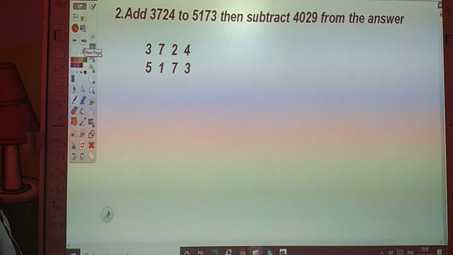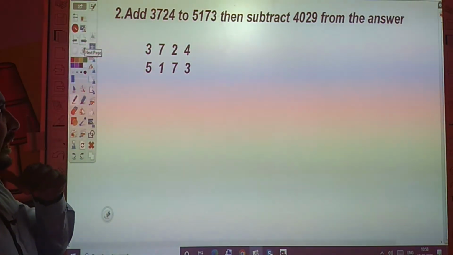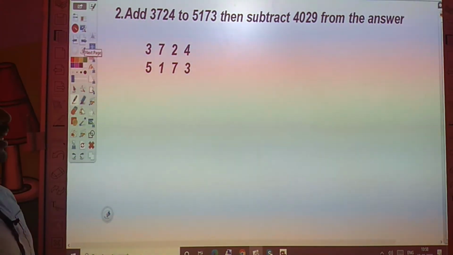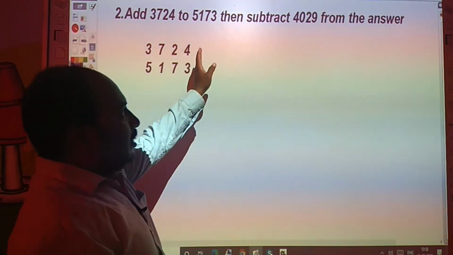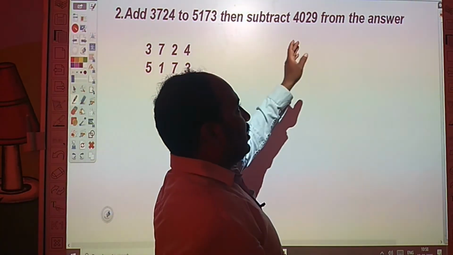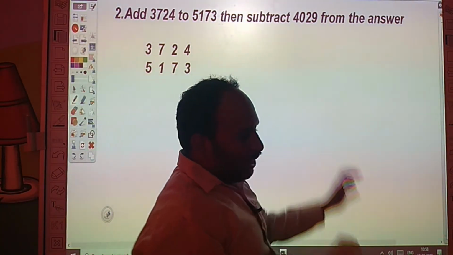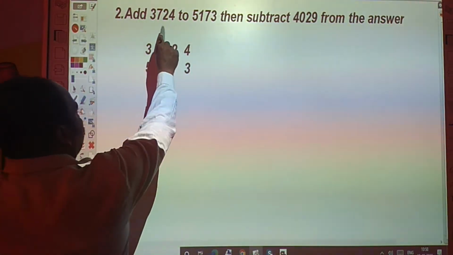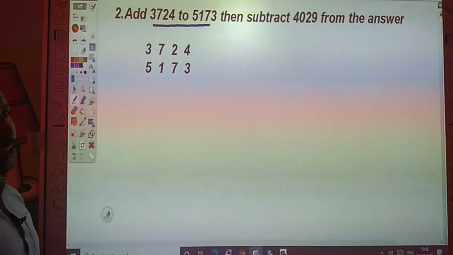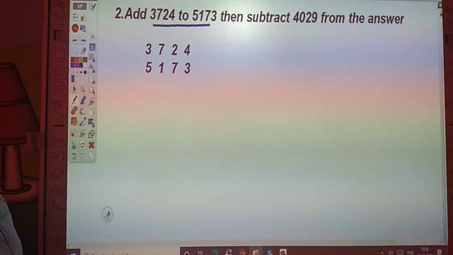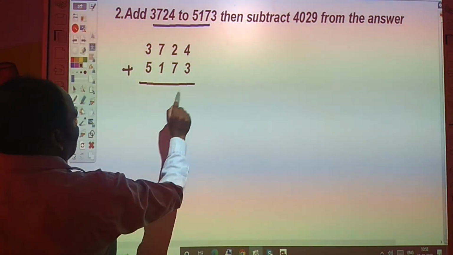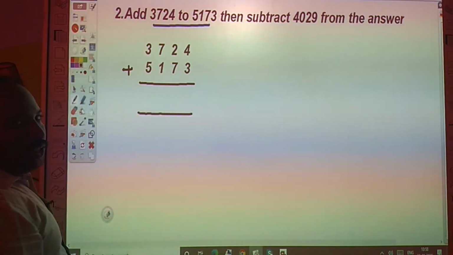The next one, part 2. Add 3724 to 5173, then subtract 4029 from the answer. The first part, we want to add two terms: 3724 plus 5173.